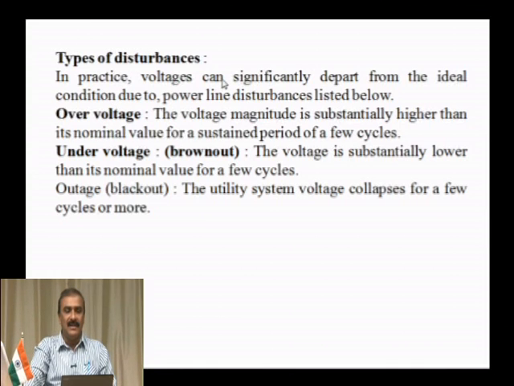In practice, voltages can significantly depart from ideal condition. One is overvoltage. Overvoltage is voltage magnitude substantially higher than the normal value, sustained for a few cycles. Undervoltage is also called a brownout, which I have already told you. A brownout is when the voltage is substantially lower than the normal value for a few cycles. Then the utility system will collapse for a few cycles or more. So, this is an outage or blackout.